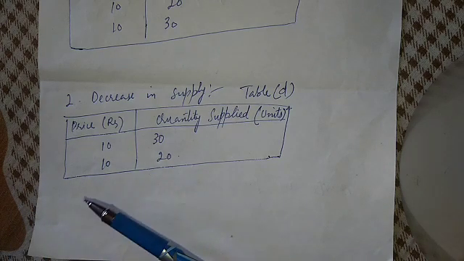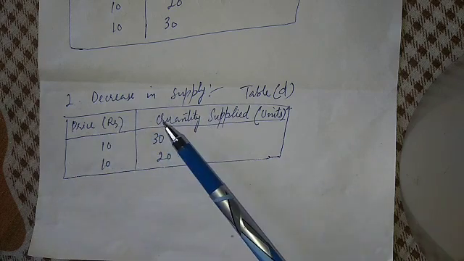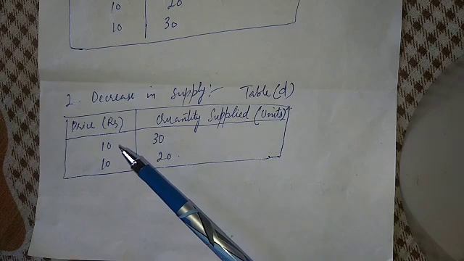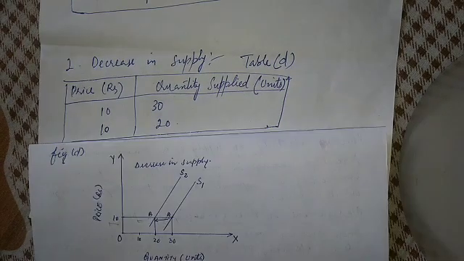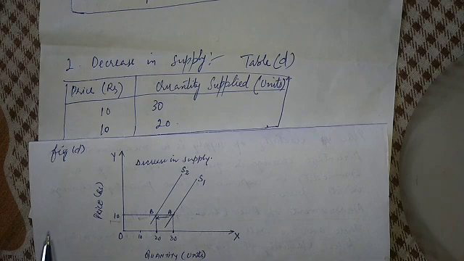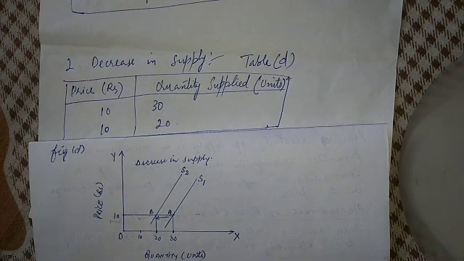This shows the decrease in supply. Now I will show you this decrease in supply with the help of figure. You see, this figure D shows the decrease in supply. Y-axis shows the price in rupees, x-axis shows the quantity in units.